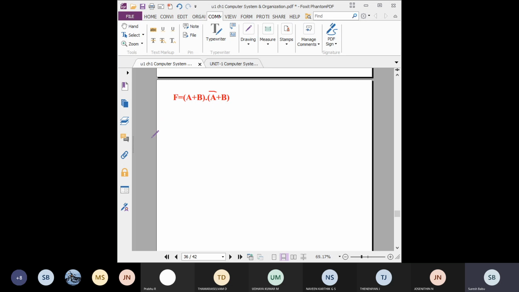Now the first thing is how many inputs are available. Students, tell me how many inputs. How many input variables are there? Yes, two. Very good. A and B.